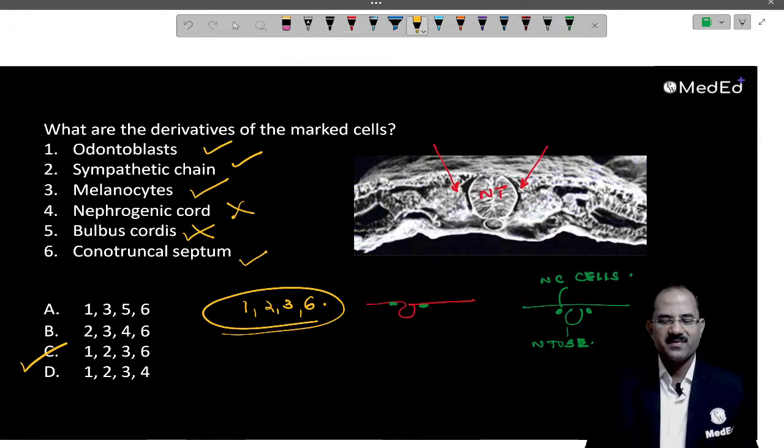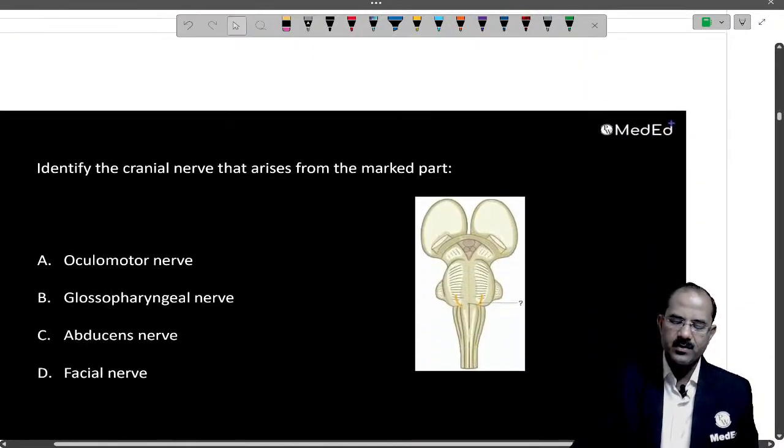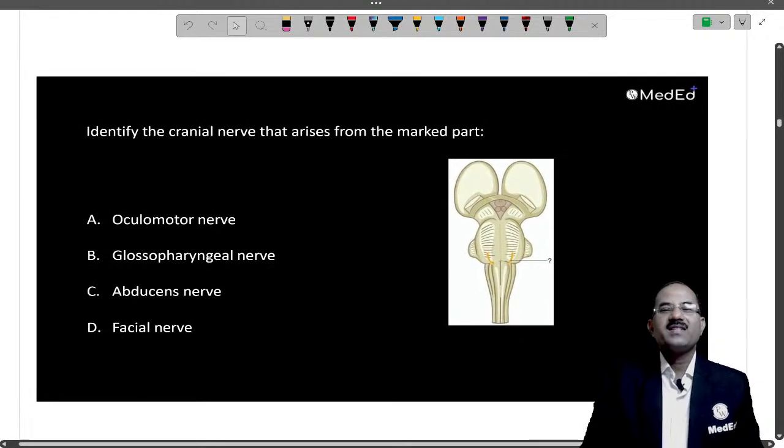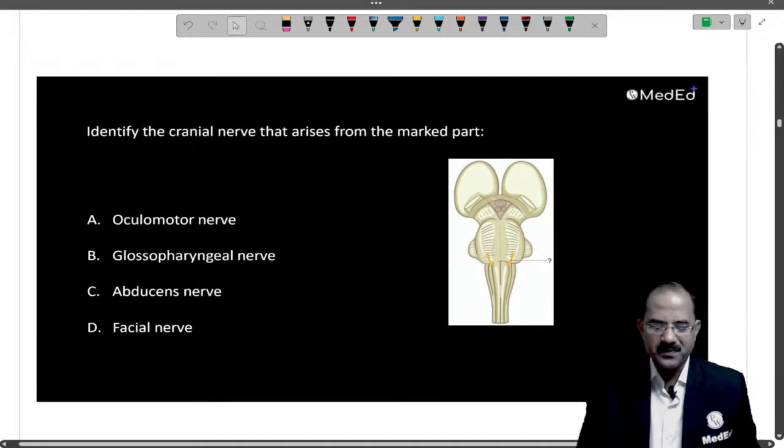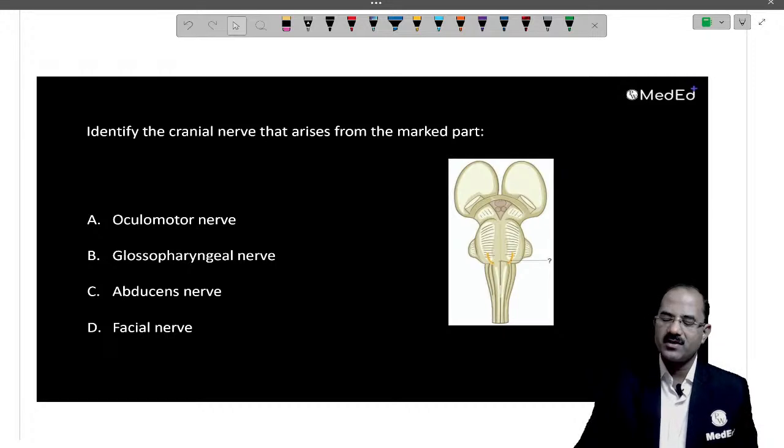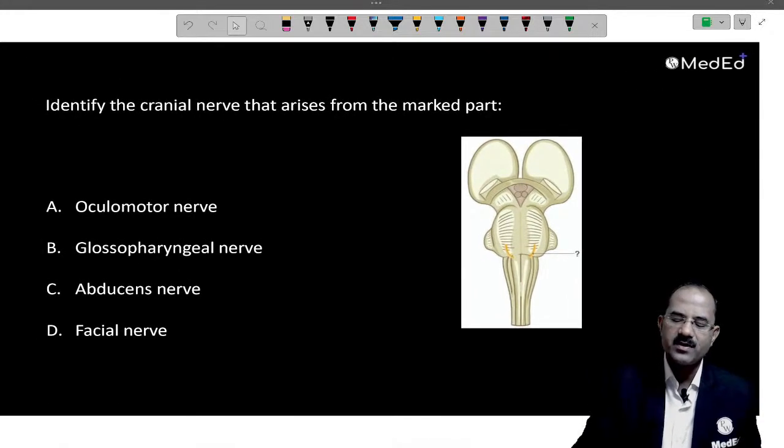Now coming to the next MCQ. Students, come on, if you can answer this. Identify the cranial nerve that arises from the marked structure. This is the cranial nerve here.